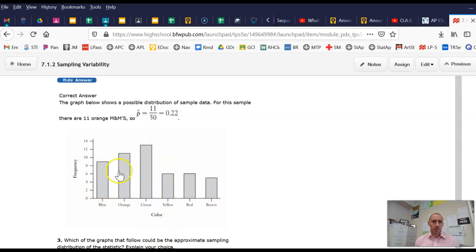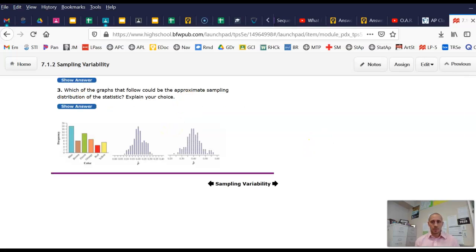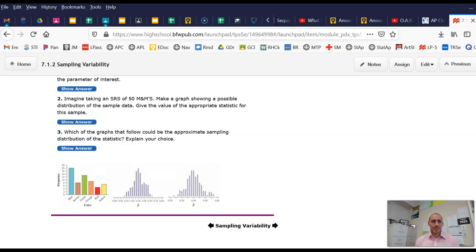So they're looking at the frequency instead of the probability. So these would add up to 50 for orange. They have 11 out of the 50 or 22%. That's a sample distribution. We took one sample. Which of the following graphs could be the approximate sampling distribution?